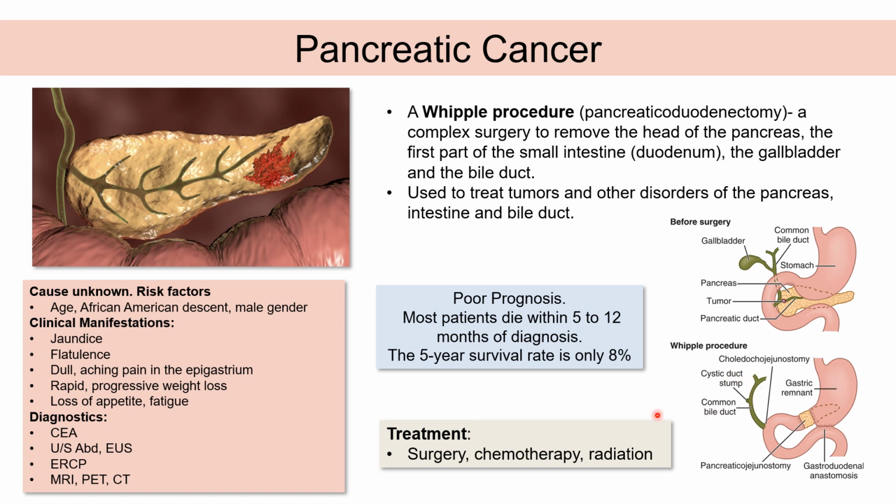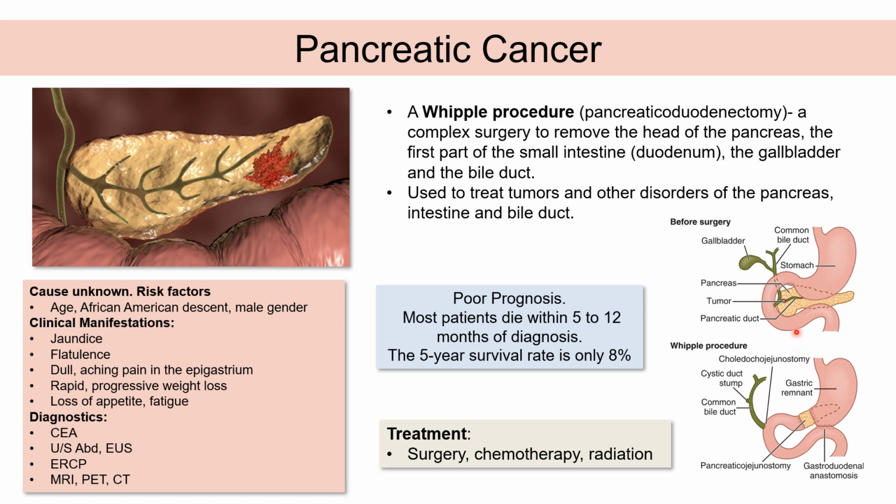Unfortunately, there's poor prognosis for pancreatic cancer, and most patients will die in less than a year of diagnosis. The 5-year survival rate is very low, only 8%. There is a procedure that can be done if the cancer is in a specific area. So if you look at this picture, this is a Whipple procedure, and this is very, very high risk surgery.